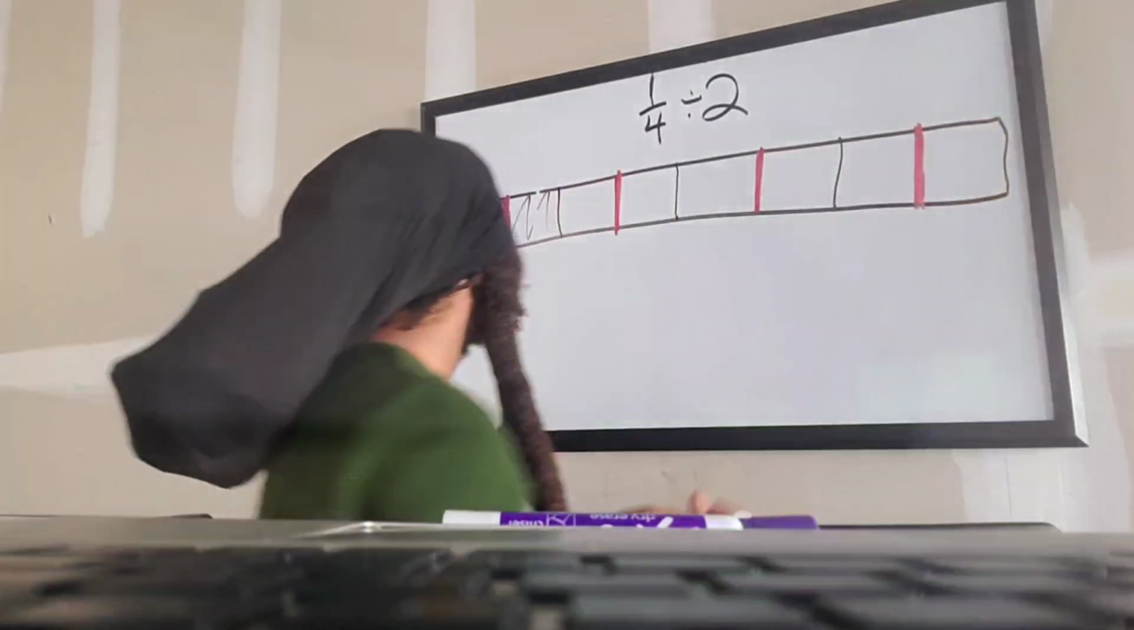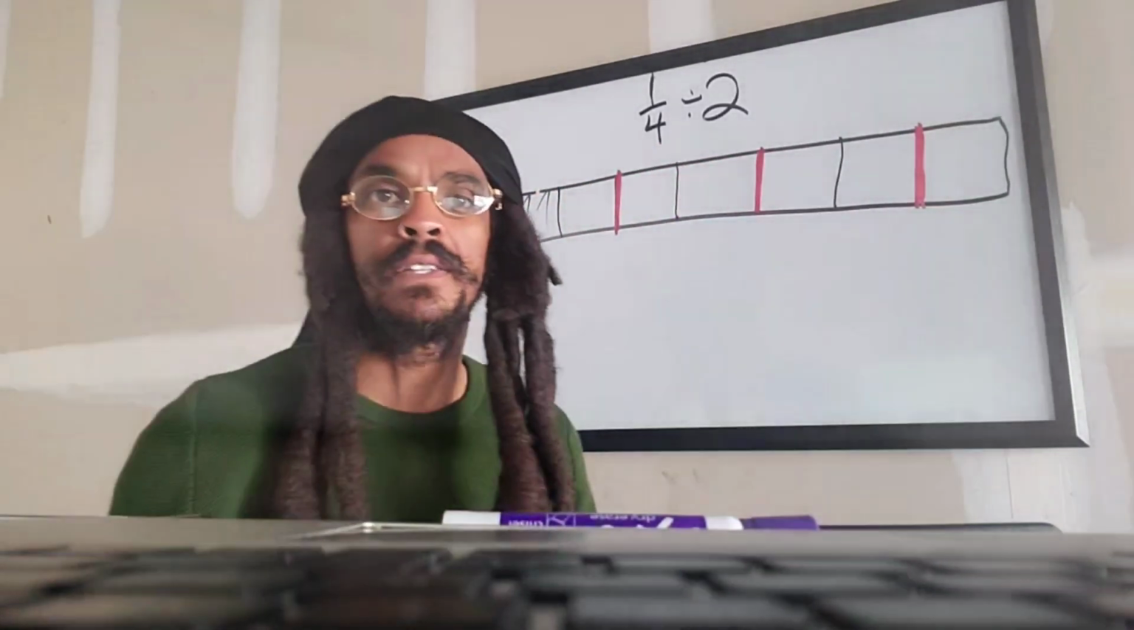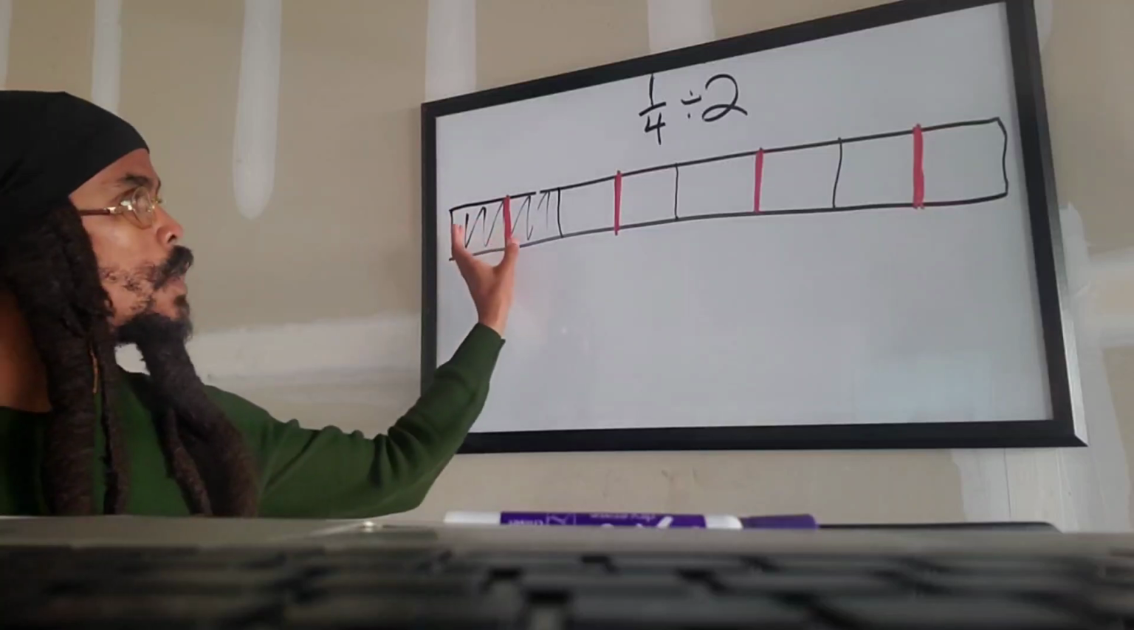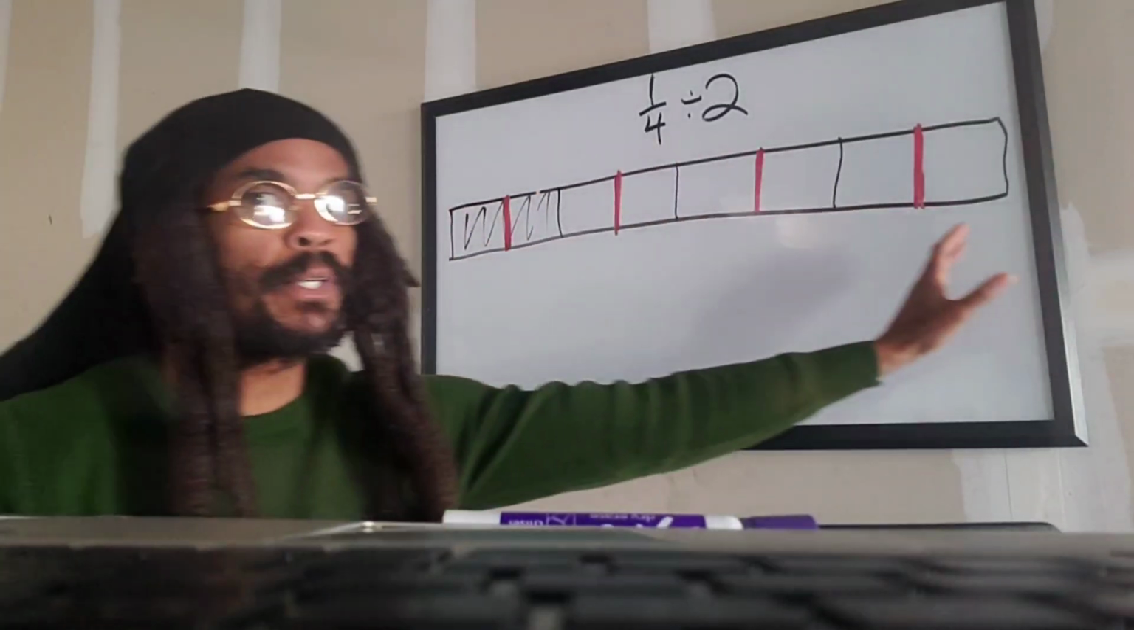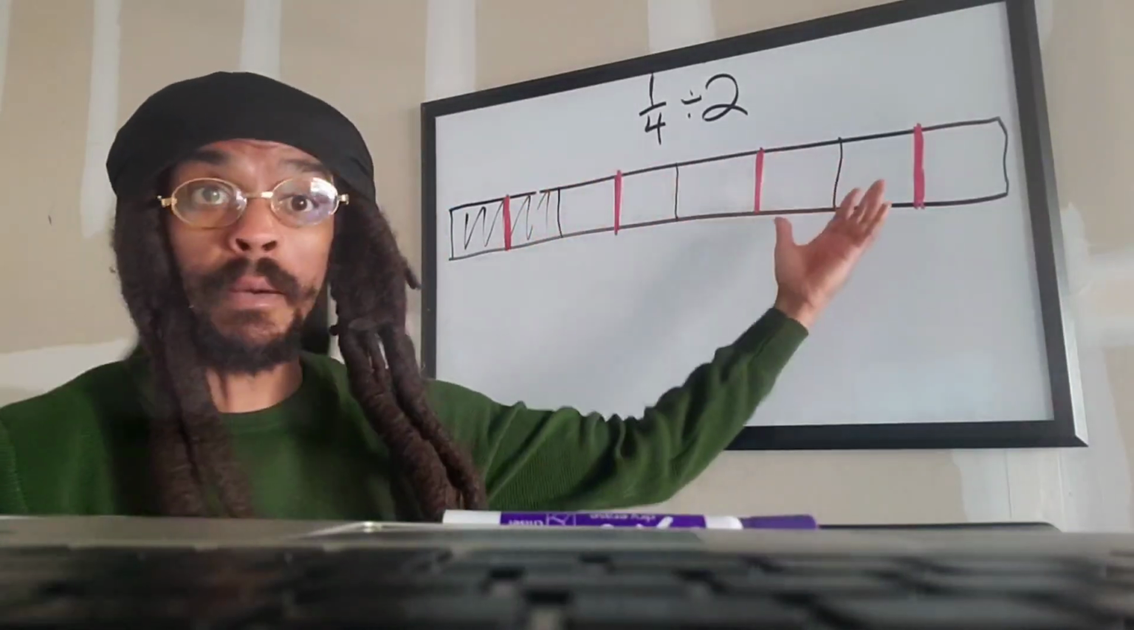So now let's talk about what we got. What happened when we divided every one of these 4ths by 2? You should notice that it chopped them all in half. So now we got even more pieces. We started out with 4 pieces. Now, if we think about it, it doubled, right?